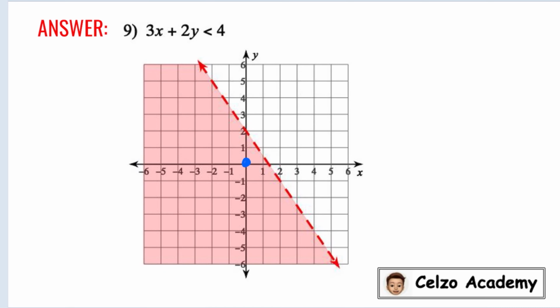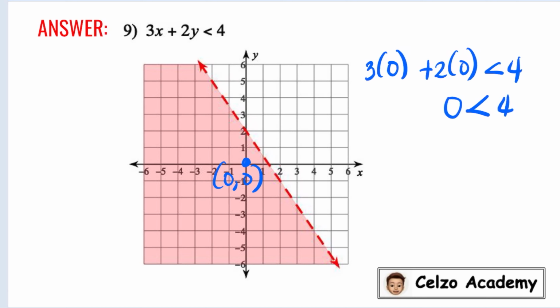Let's test the point 0, 0. Plugging in 0, 0, we have 3 times x is 0 plus 2 times 0 less than 4. And this is of course 0 is less than 4, which is a true inequality. So the solution set for this inequality are anything below the line, excluding the points on the line.